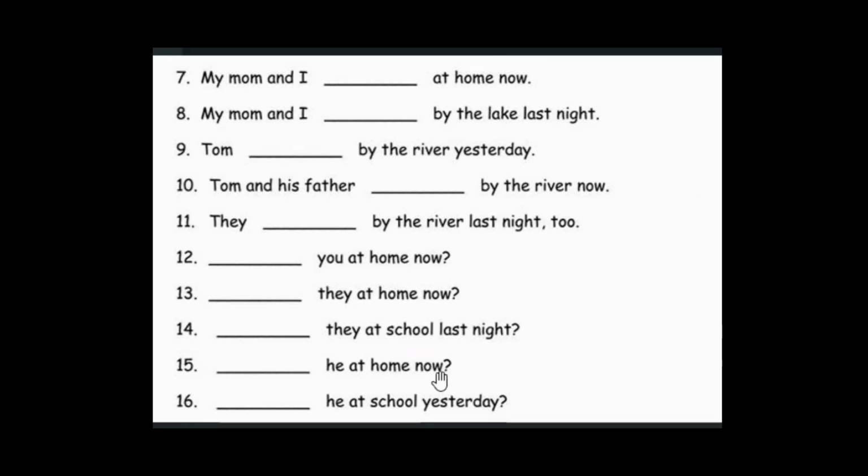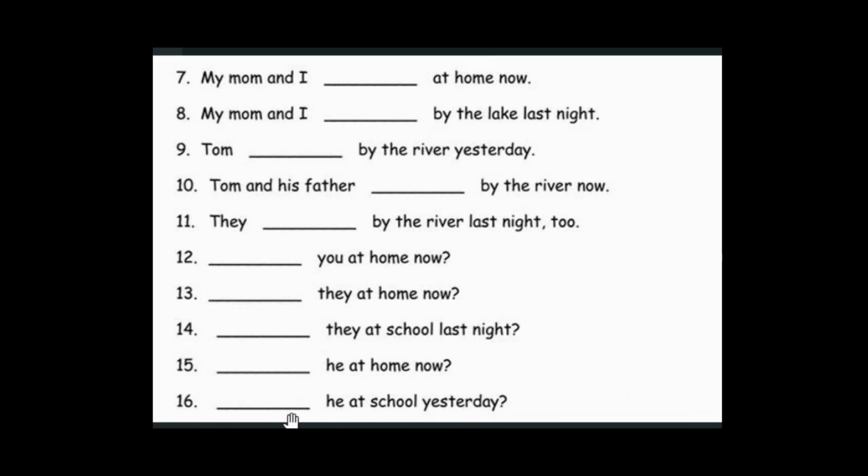And next one: dash he at home now. Dash he. This person is singular, the subject is singular. To question, before the subject we use is. Is he at home now? Since the subject is singular, we choose to use is. Is he at home now? It means, is he at home or where is he now. Whether he is at home or has he gone somewhere. To get to know where this person is, is he at home or is he at school. We want to question whether he is at home or what.